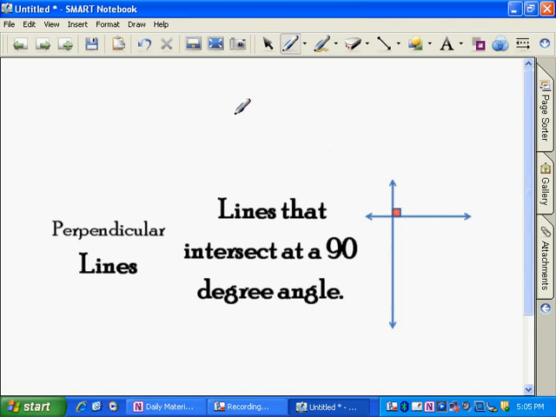Well, you could have a line segment right here, and then you could have a ray right here, and then they form a 90-degree angle. So it doesn't have to be just lines. It can be line segments, it can be rays, but it has to be at a 90-degree angle. Okay?